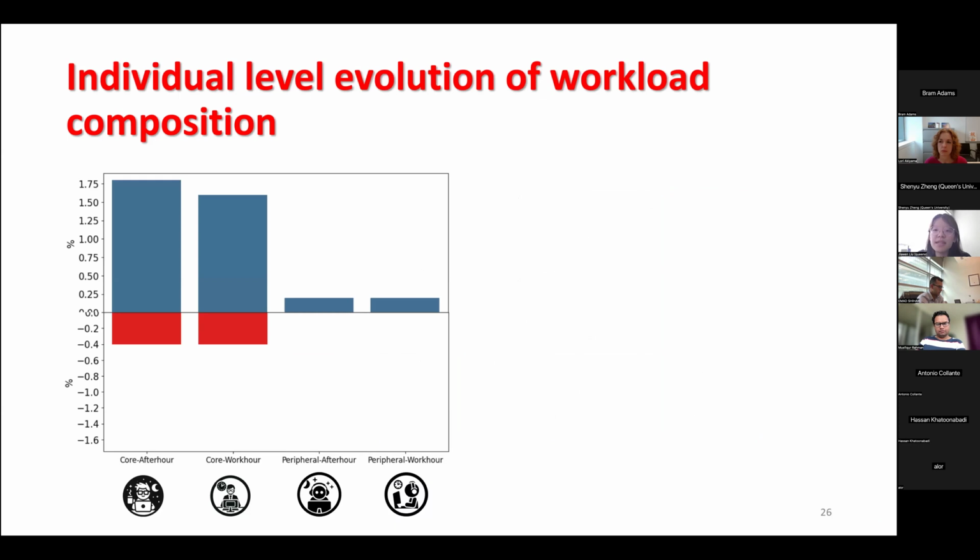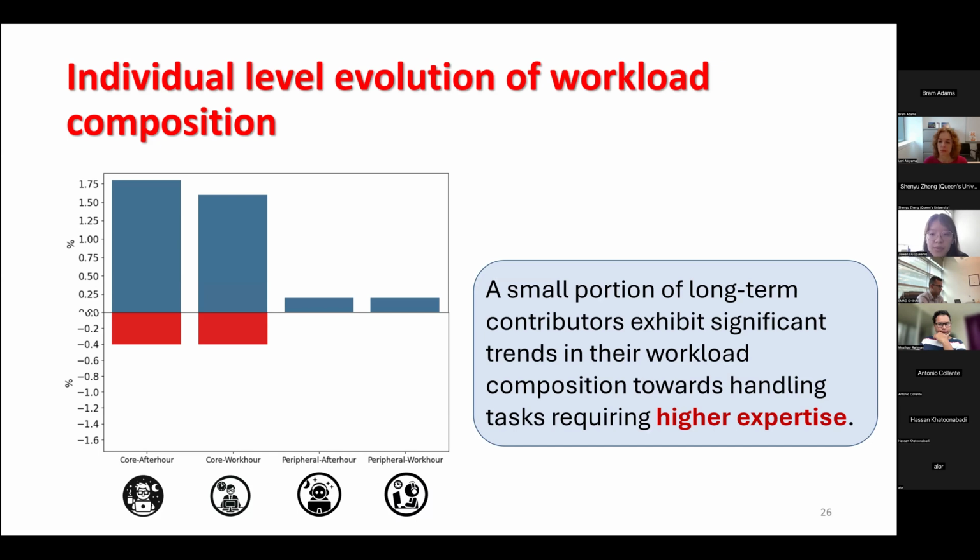Then we study the evolution of workload composition for each contributor in each profile. Again, we sort the contributor's workload composition pattern in each period into a time series and apply the Cox-Stuart trend test to examine if there are significant increasing or decreasing trends. We observed that only very few contributors, roughly 2% of the population, show a significant trend in their workload composition.